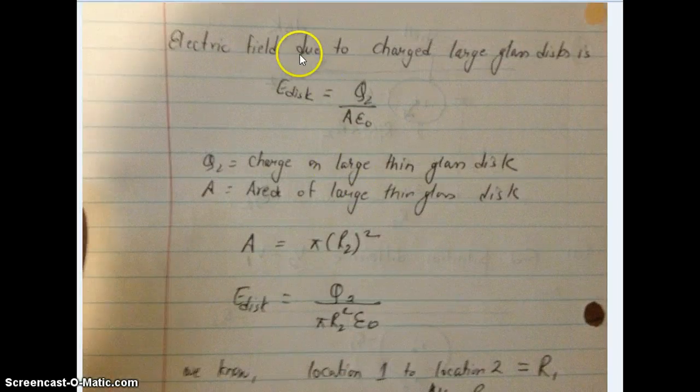Now to get the electric field due to the disc, E disc equals Q2 over A epsilon naught, where Q2 is the charge on the thin glass disc that I showed you earlier, and A is the area of the disc, which is pi R2 squared. So E disc will be Q2 over pi R2 squared epsilon naught.